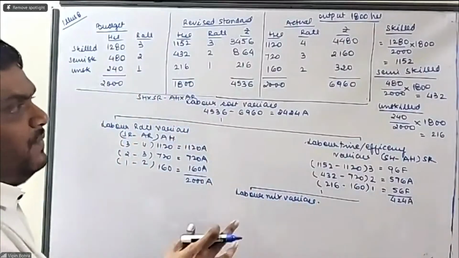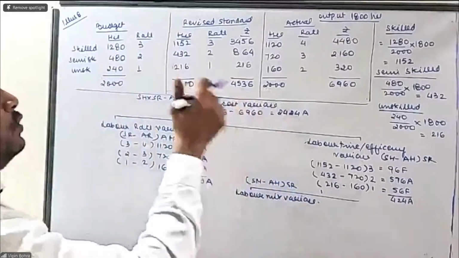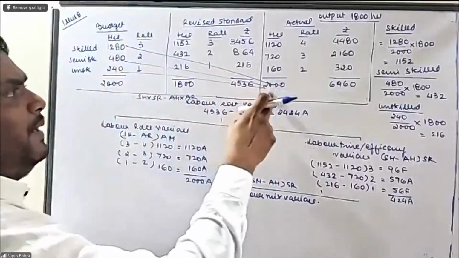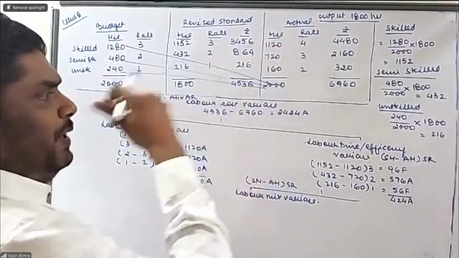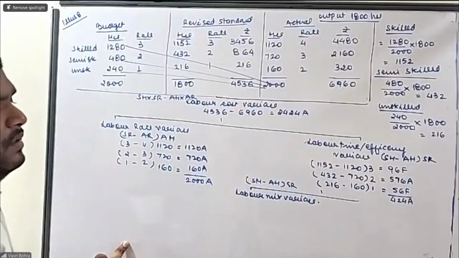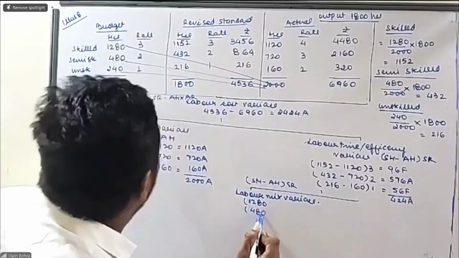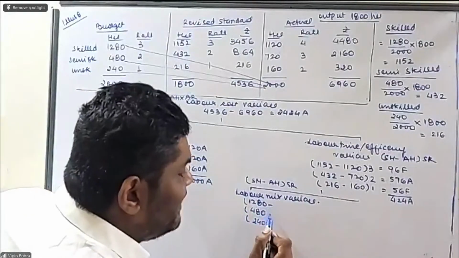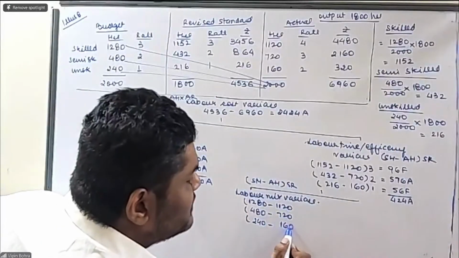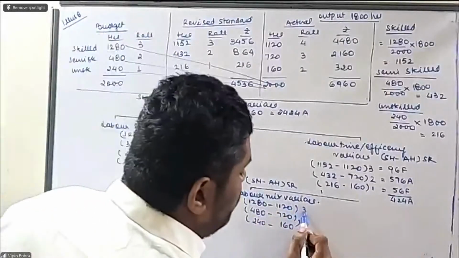When talking about the labor mix variance, standard mix minus actual hours into standard rate. Now 2000 should be in the ratio of this one, this much. But when talking about the actual ratio, it is 1120, 720 and 160. So here no need to distribute because the total of this is also 2000. So 2000 should be in the ratio of 1280, 480 and 240. But the actual mix of 2000 is 1120, 720 and 160 into my standard rate, that is 3, 2 and 1.